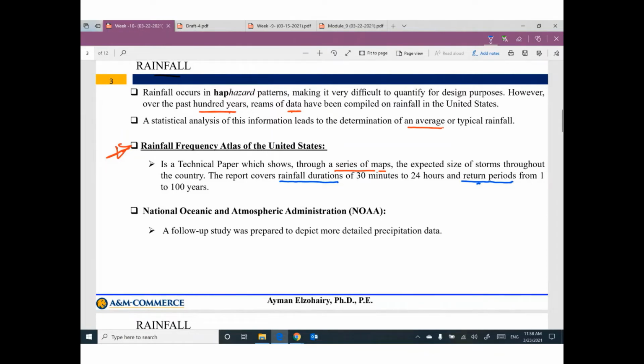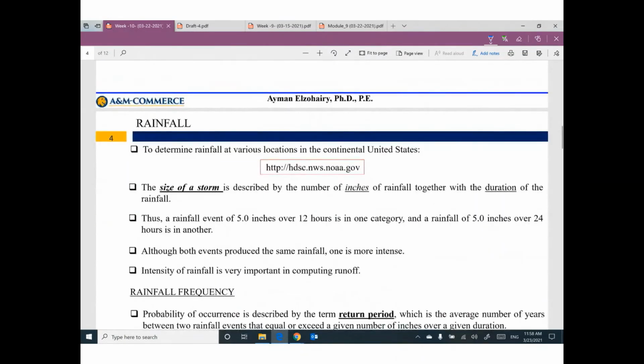Okay, we have another technique, the National Oceanic and Atmospheric Administration, NOAA. It's a follow-up study prepared to depict more detailed precipitation data. We have a website here. On this website, you can locate the city, and the website will tell you what is the rainfall expected.